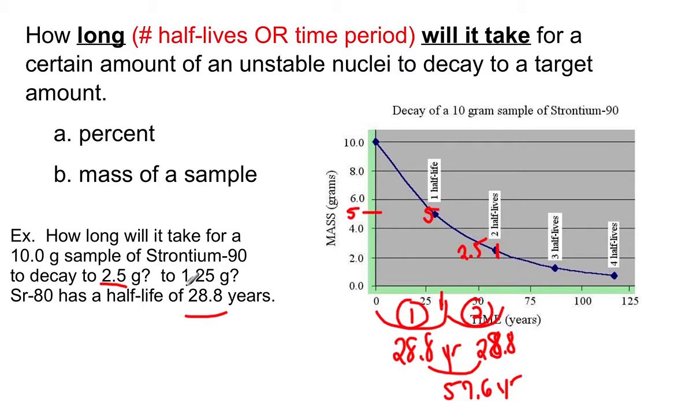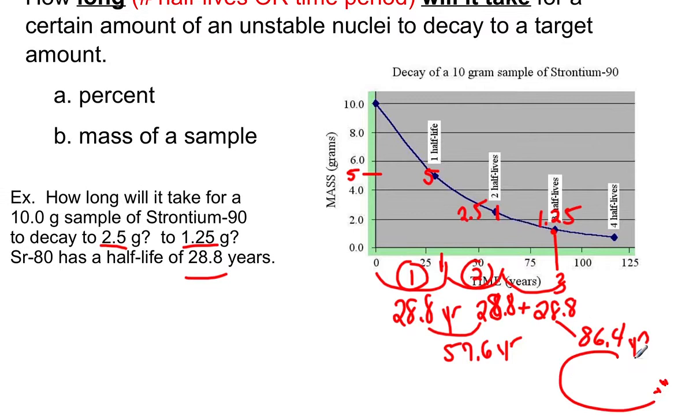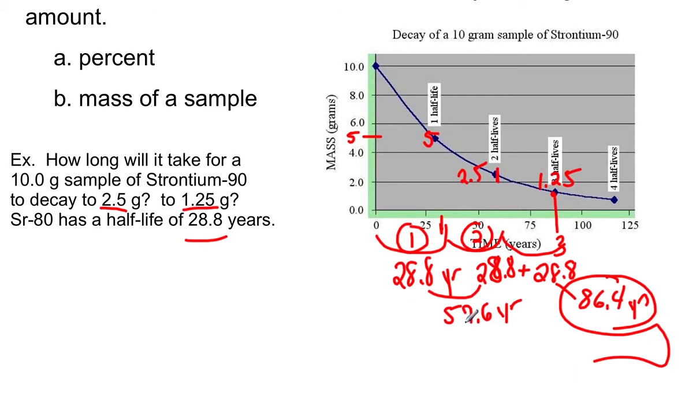And if we want to keep going, we could answer this one. Well, 1.25 is the next value, the next answer that we get when we cut 2.5 divided by 2. So 1.25 is this point right there. And that's the third half-life. So yet another 28.8 years have gone by. So if we add them all up, we end up with a grand total of 86.4 years. Three half-lives, 1, 2, 3, or 28.8 plus 28.8 plus 28.8 is 86.4 years. So that's how we could use a graph, or we could just think about it logically.